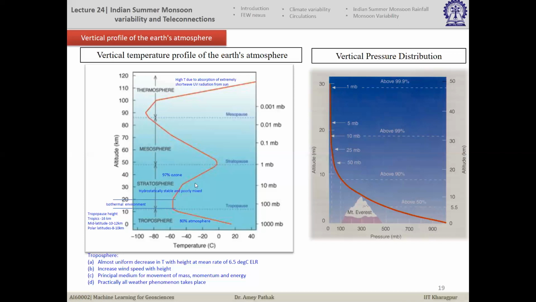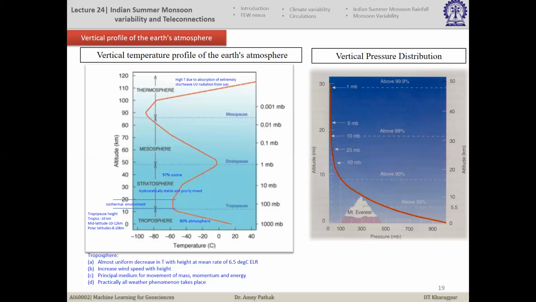The next layer is the stratosphere. The height of the stratosphere is around 50 kilometers. The lower stratosphere has a remarkably stable, as I said, mostly isothermal environment. So weather phenomena are normally absent above the tropopause. This is a hydrostatically stable and poorly mixed atmosphere. Whatever disturbance takes place in the troposphere can be immediately reflected here, but the stratosphere is a more poorly mixed and more stable layer, so it does not have much weather activity.